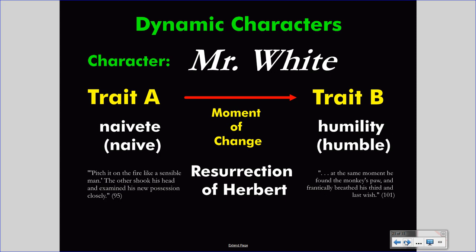Could you use a different word to describe him? Could you call him arrogant at the beginning? Could you call him wise at the end? Certainly. One character analysis may choose one term to describe Mr. White, and another might choose a different term. Both could be correct. There will be slight differences in interpretation from reader to reader. However, the mechanism for defending a dynamic character assertion is the same. Find trait A and trait B with evidence and note the moment of change.